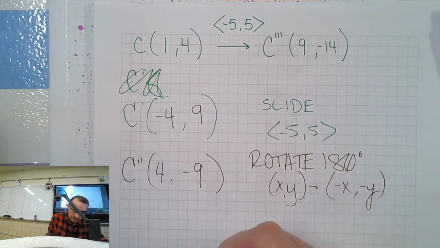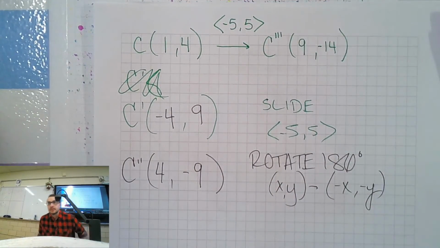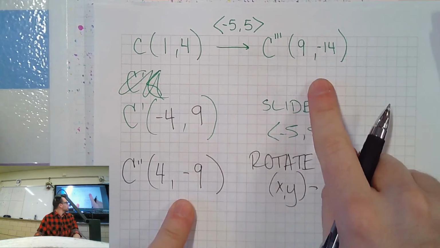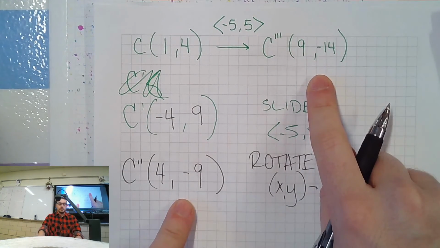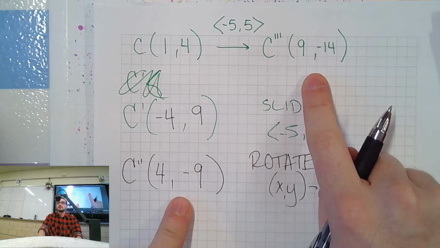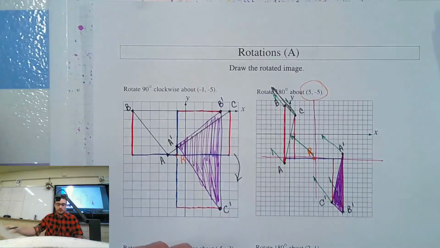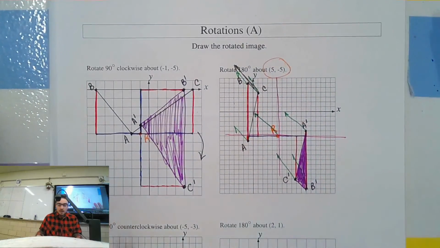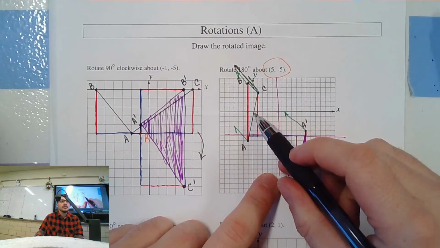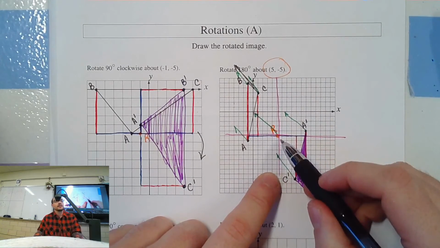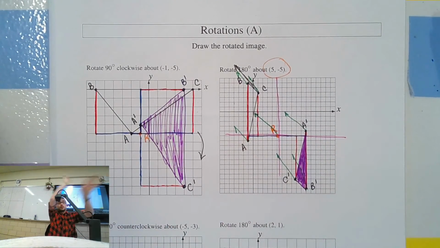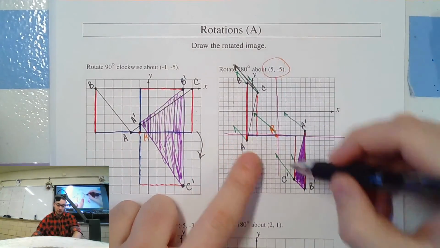Yep. Okay. But here's the thing. I'll show you in a second. Did we end up where we were supposed to? No. So what happened? Why didn't it work? Because we shifted everything over, and now we got to shift it back. We shifted it over so we could do the rotation, and now we're going to throw it back. And now it's going to move it back to where it's supposed to go.